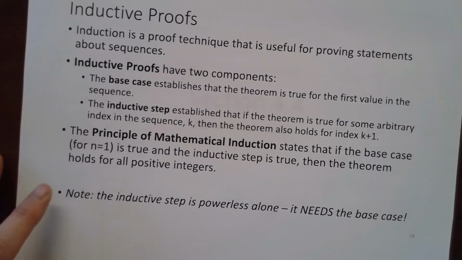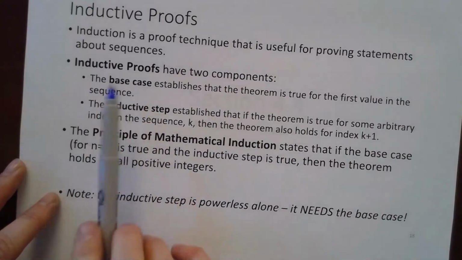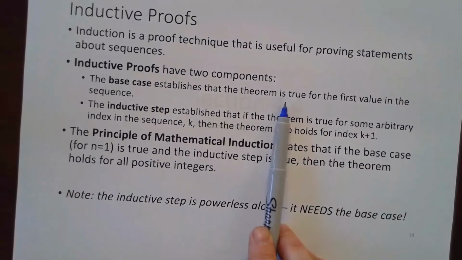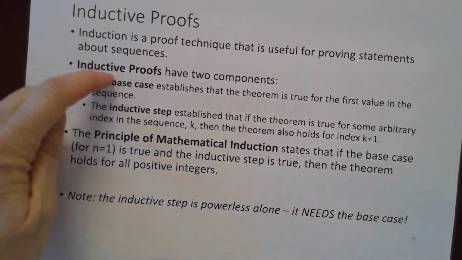Okay. So the first part of the proof is called the base case. In the base case, we establish that the theorem that we're trying to prove is true for the very first value in our sequence. So if we had some kind of summation, the summation from j equals 0 to n, then 0 is the index where I start. That would be my base case, the starting point, the smallest index in the sequence that I'm trying to prove for. Okay, so that's my base case.